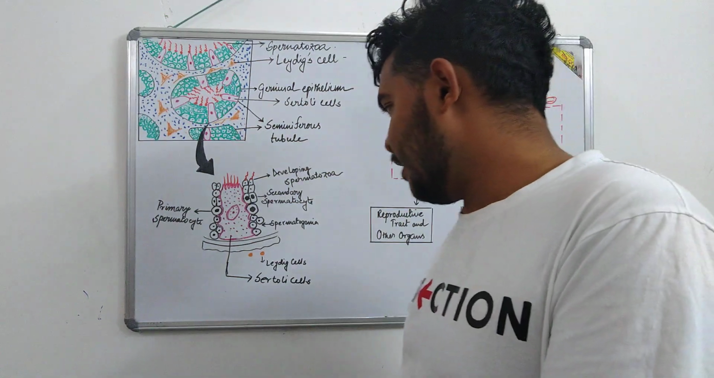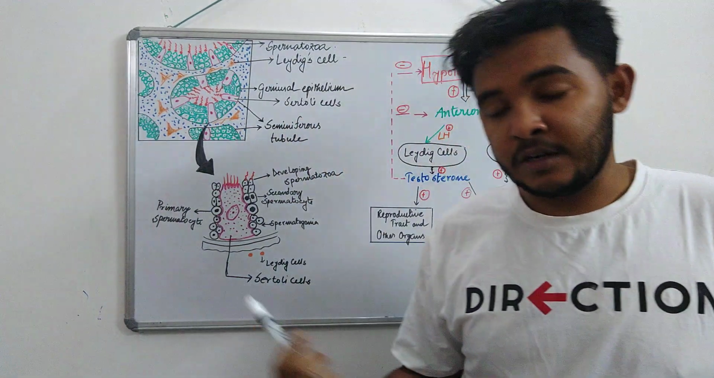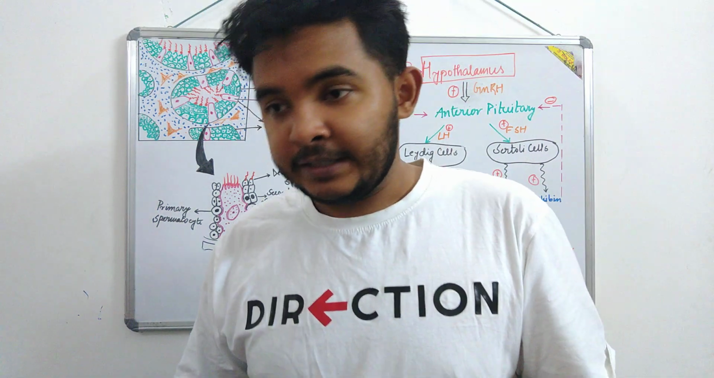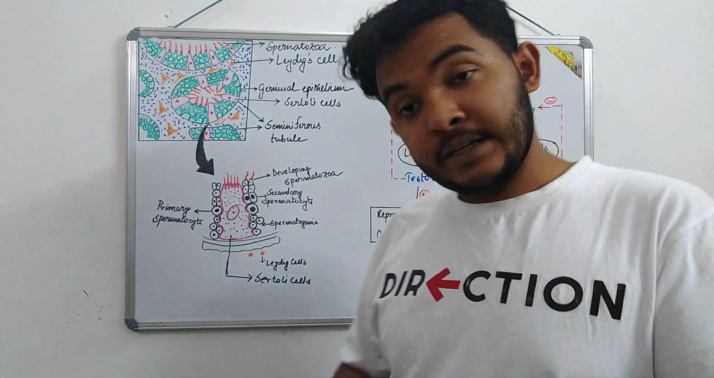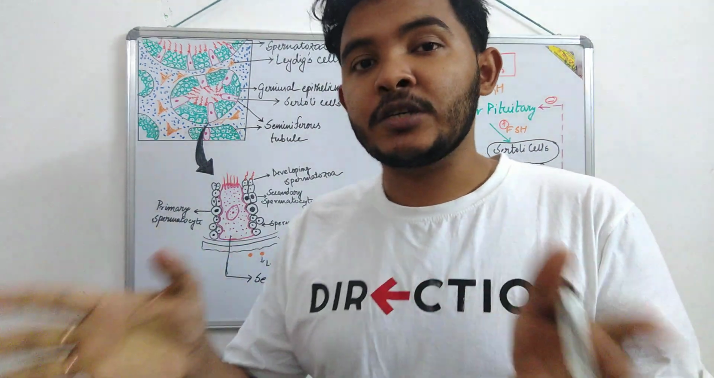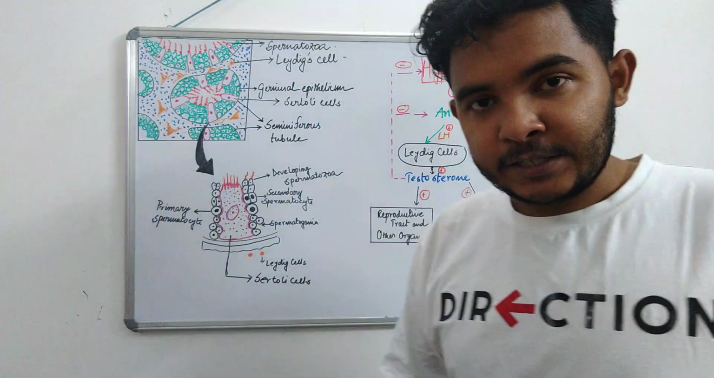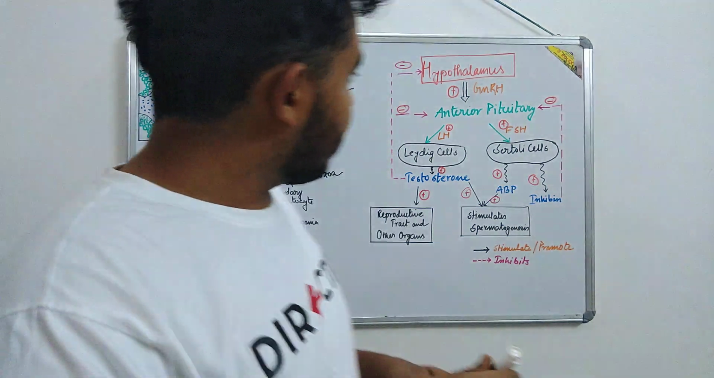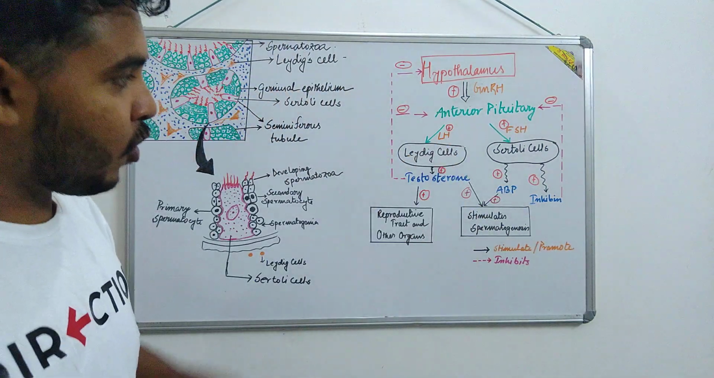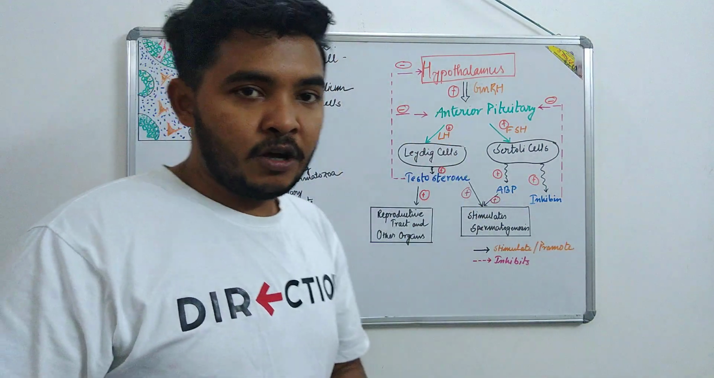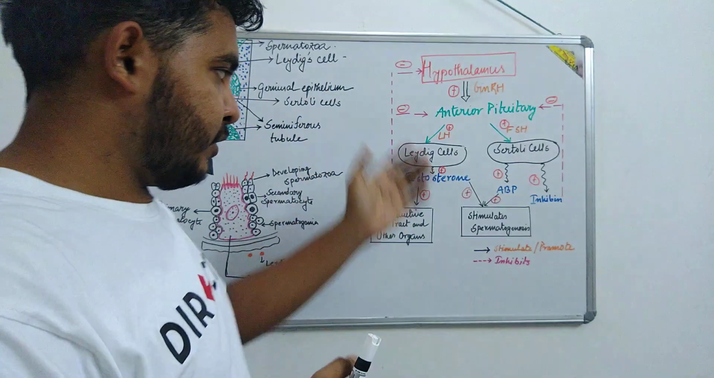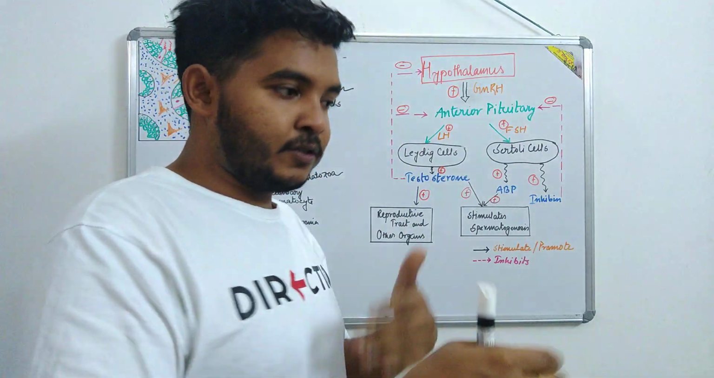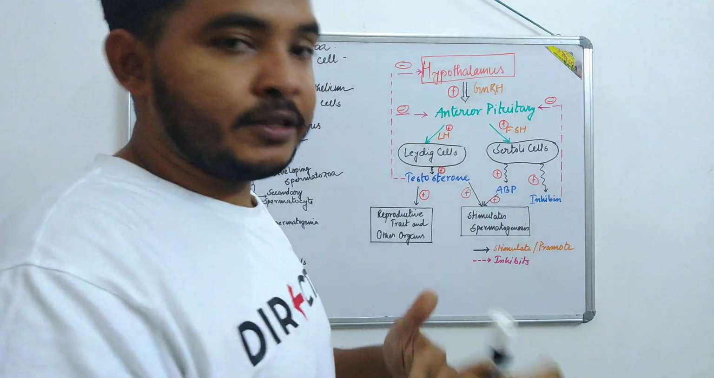The function of the Sertoli cells is not described much in your lower classes, but here you will get to know it. It is of as much importance as the Leydig cells. So here we go. This is the hormonal regulation of spermatogenesis. Only spermatogenesis is described here. Oogenesis is quite a tricky one, and I'll do it in the next video.